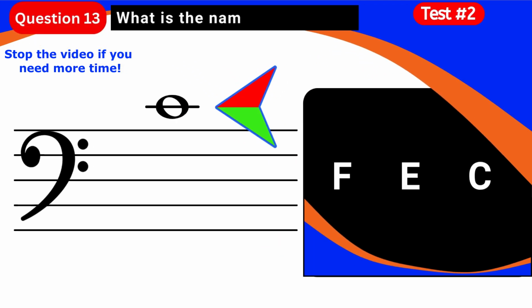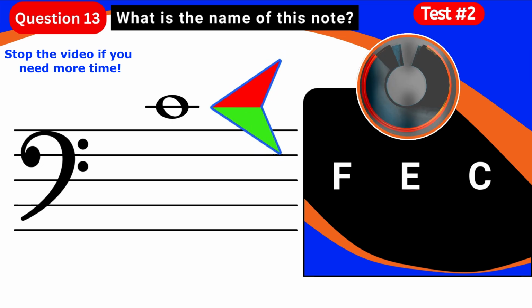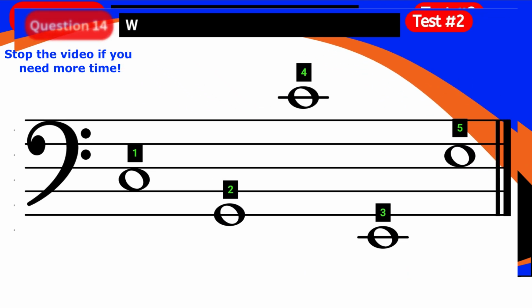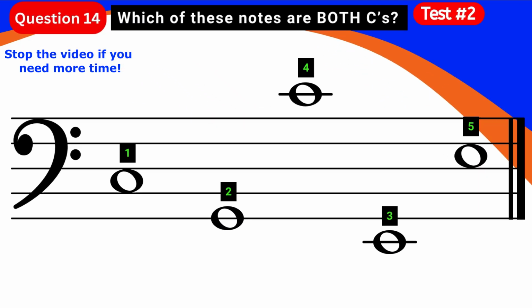Question 13. What is the name of this note? F, E, or C? Question 14. Which of the notes below are both C's? Number 1, 2, 3, 4, or 5?